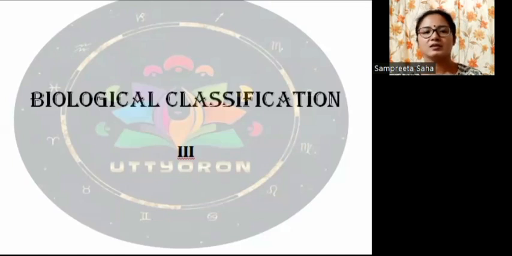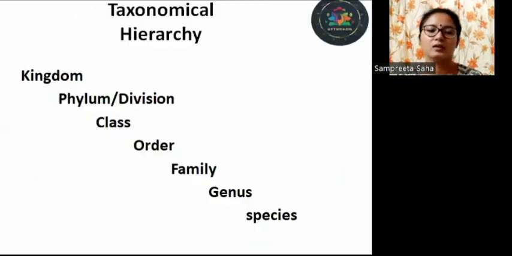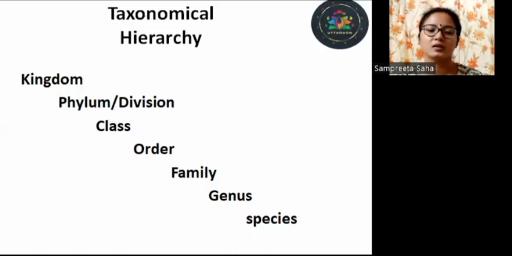Now, in the last lecture, I have discussed the need of classification. Why is there a need of classification, students? Because there are so many organisms around us. 1.7 to 1.8 million organisms are there around us according to NCERT. Now, in order to study them, it is impossible to study them individually. So what do we do? We classify them into different groups based on the similarity of their characters.